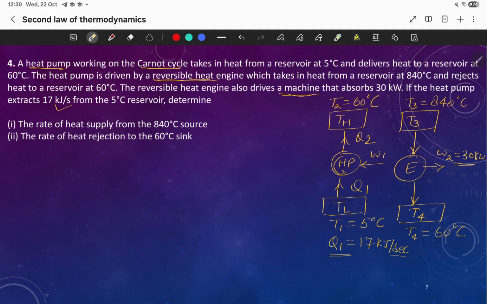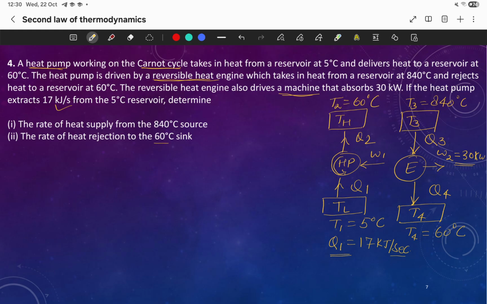So now determine the rate of heat supply from the 840 degree Celsius source. We have to calculate this Q3, and the rate of heat rejection to the 60 degree Celsius sink. So this is Q4. These two quantities we have to calculate. Now let's try to analyze this problem.